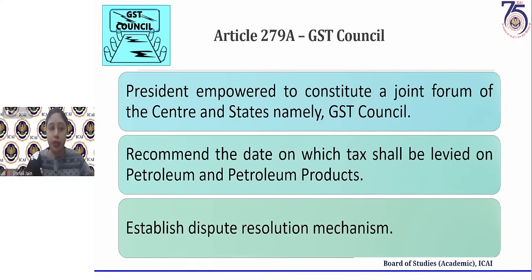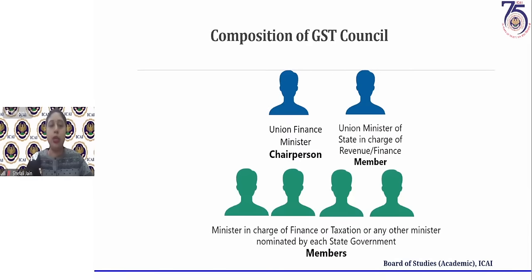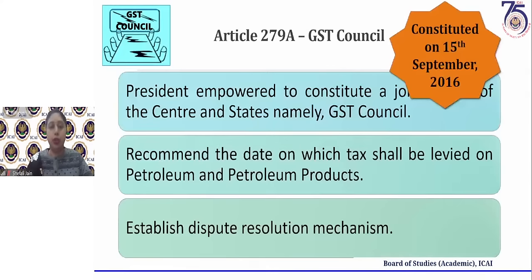Let me first tell you what the composition of GST Council is. The chairperson of GST Council is the Union Finance Minister. So Miss Nirmala Sitharaman, at present, is the chairperson of GST Council. Anybody who is the finance minister, he or she will be the chairperson. Then the Union Minister of State in charge of revenue or finance will also be a member of this council. And every state will have one representative, which they will nominate on behalf of their state government. It can be their finance minister, taxation minister, or any other minister they nominate for representing them in that council. So it has a joint representation of all the states and the center. Together they take the decisions with respect to the GST law.